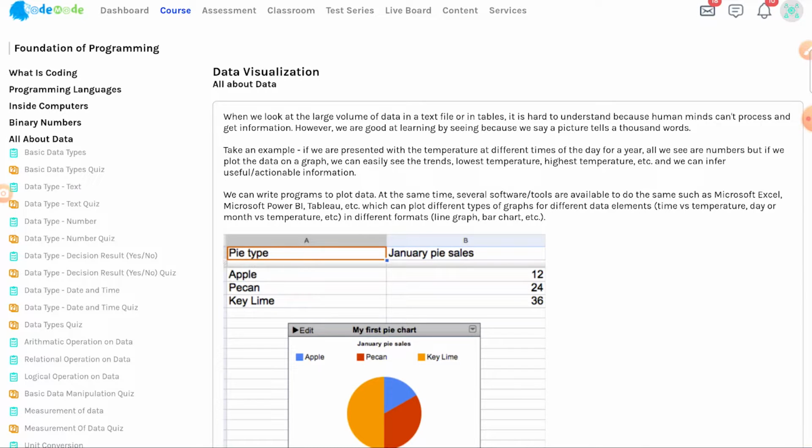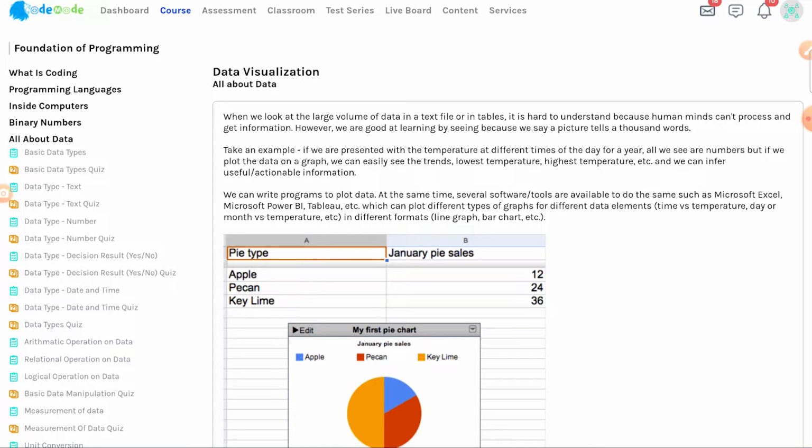Let's take an example. If we are presented with temperatures at different times of the day for a year, for a given city, all we see is numbers. But when we plot the data on a graph, we can easily see the trends, we can see the lowest temperature, maximum temperature, and we can infer a lot of information from that graph.